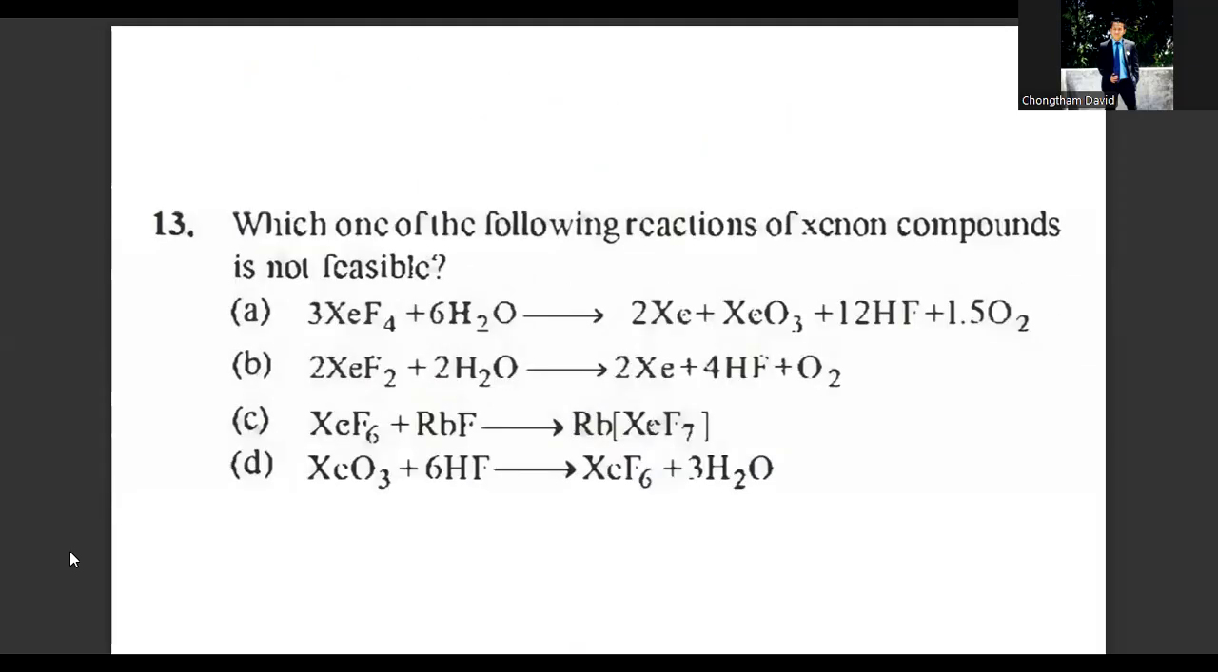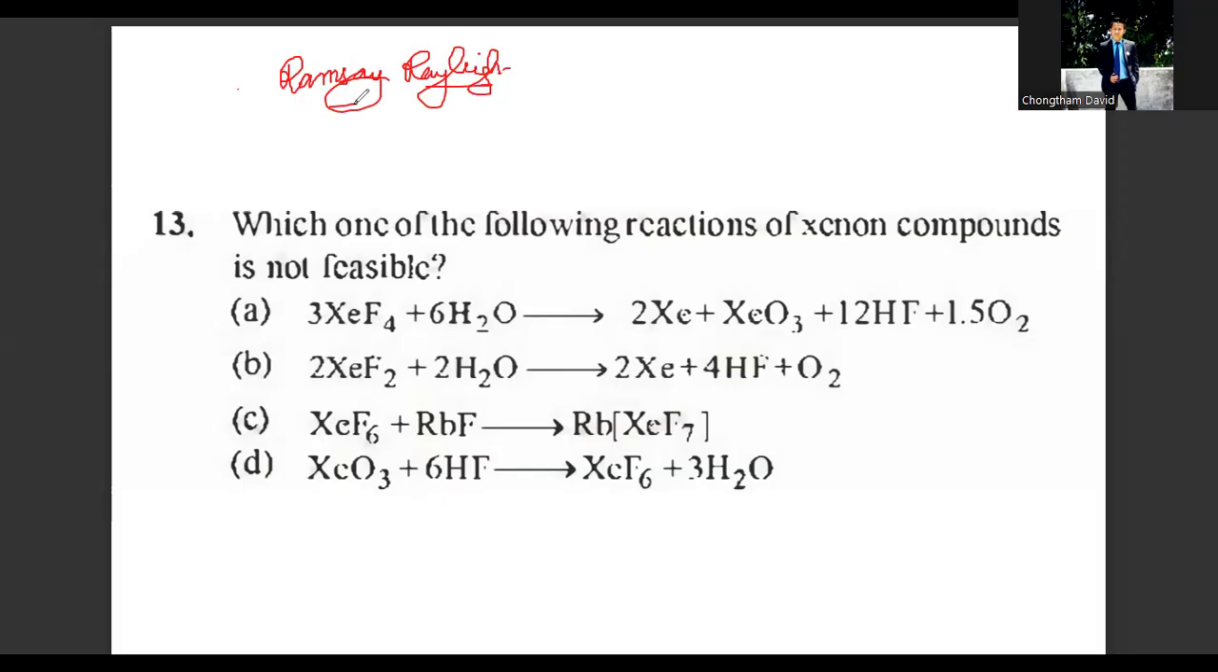Question number 13. Which one of the following reactions of xenon compounds? I will give you one more key important point here. Maybe those students might know what is the name of the scientists who discovered these noble gases. Most of them were discovered by Ramsay and Rayleigh. Okay, scientists' names are also important. Anyway, let's read the question 13.